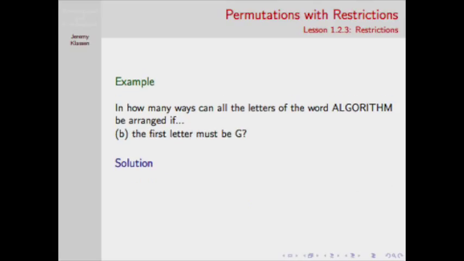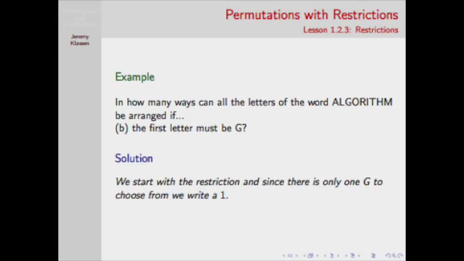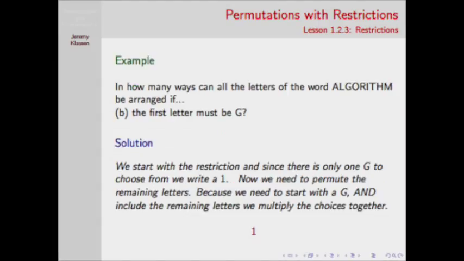Now let's see what happens when we impose the restriction that the first letter must be G. Remember that to answer this problem, we want to start with the restriction. And since there is only one G to choose from, we write a 1 to represent that choice. Now we need to permute the remaining letters. And because we need to start with a G and include the remaining letters, we will multiply our choices together. And so we get 1 times 8 factorial, which is 40,320.